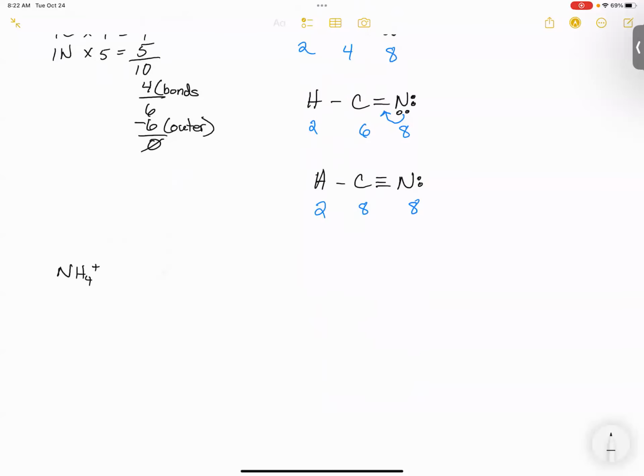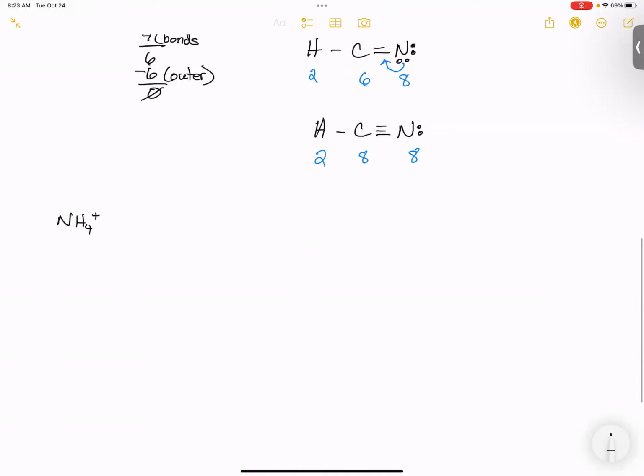Okay, the next one I'm going to do is ammonium. Ammonium is going to be one of those that doesn't fit this, but it's the first of the ions that I want to do, because again, it's a fairly straightforward ion. So we're going to start the same way. We have 1 nitrogen and we have 4 hydrogens.